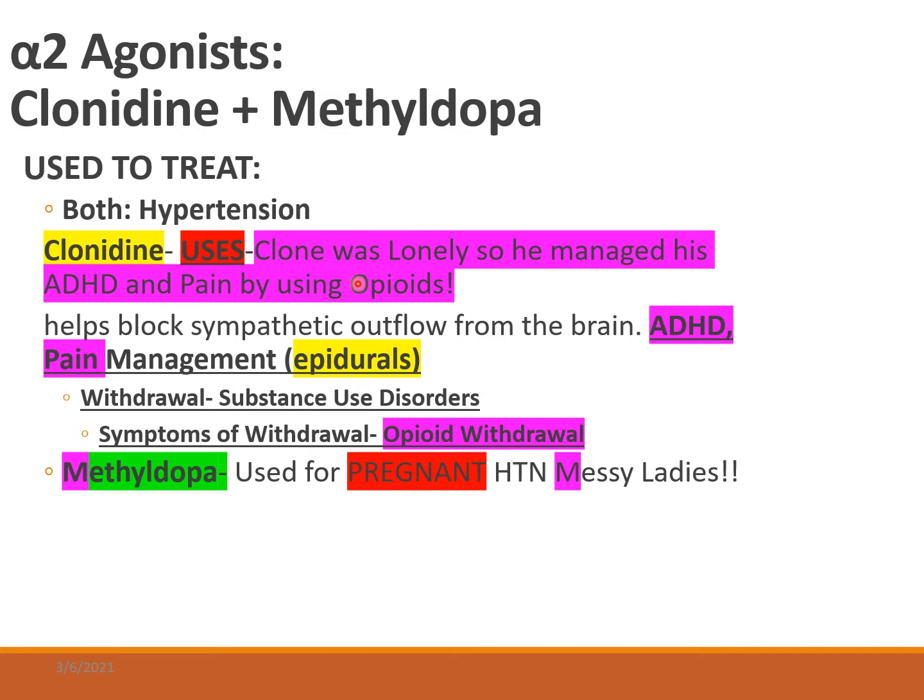Okay, now we go on to alpha 2 agonists. Which are the alpha 2 agonists? We have clonidine and methyldopa. Clonidine is used, and this is a mnemonic: Clone was lonely, so he managed his ADHD and pain by using opioids. So what are the uses? ADHD, pain management, epidurals, opioid withdrawal. Methyldopa, what are the uses over here? It is used for pregnant, hypertensive, messy ladies, MM.